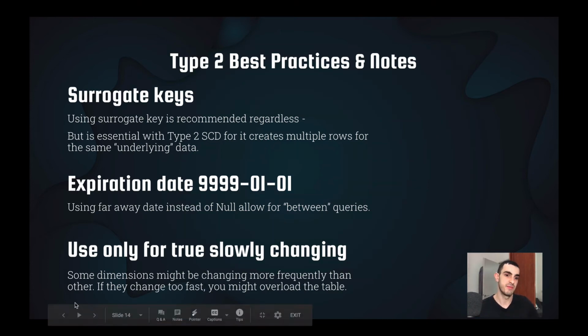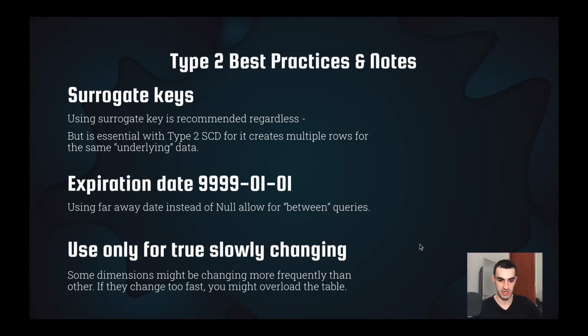The last thing, and this is important, you should only use type 2 for truly slowly changing dimensions. It's very tempting to use type 2 for everything because it tracks the entire history, it has all the data, you don't lose anything. But if you use it for something that may change more frequently, let's say every day, every hour, something like that, you will very quickly find yourself with a very bloated table.